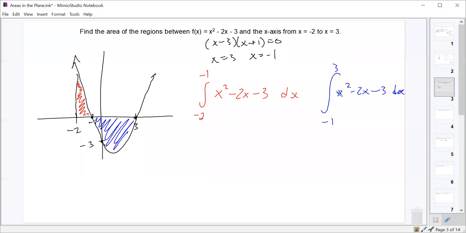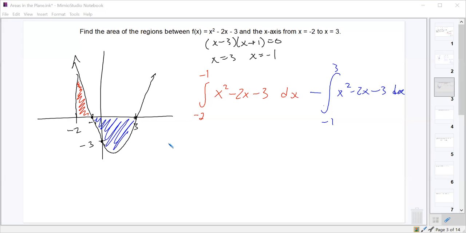And instead of adding these two things together, I need the opposite of the one in blue, right? Because it's below the x-axis. So we'll put a minus sign there and say we're going to take the first integral minus the second integral. And minus a negative should turn that into a positive. Everybody good there?